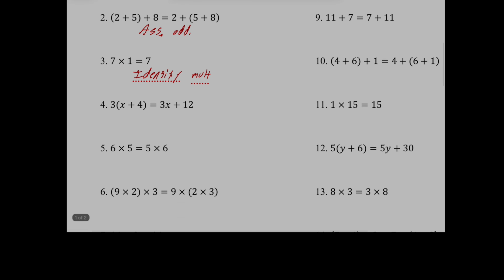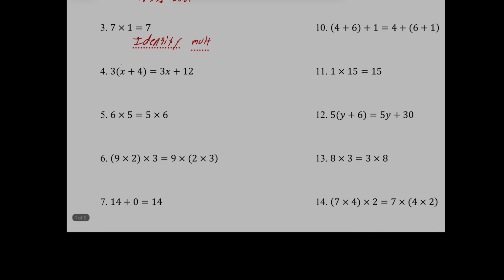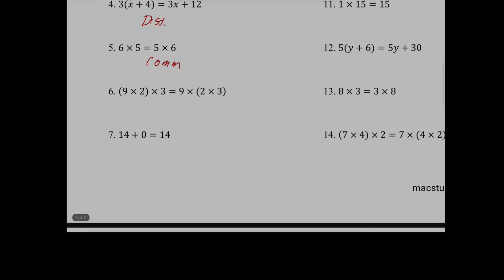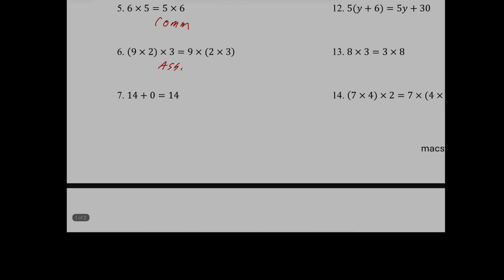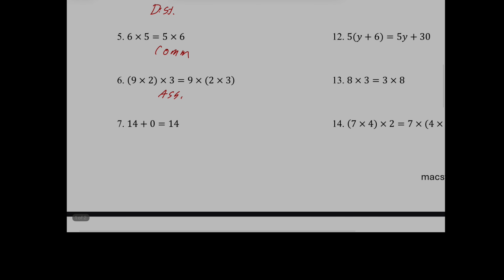They don't work, okay? Now, number 4, when I look at this one, this looks like the one where I take a number and I multiply it by both things that are inside. And when you do that, that's the distributive, okay? Number 5, 6 times 5 equals 5 times 6. They just switched order. That's a commutative. Number 6, 9 times 2 times 3 equals 9 times 2 times 3, but with different groupings. That's the associative. And number 7, the last one on this sheet, is going to be 14 plus 0 equals 14. That's the identity of addition.